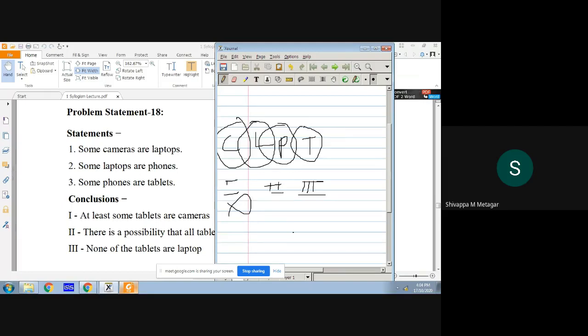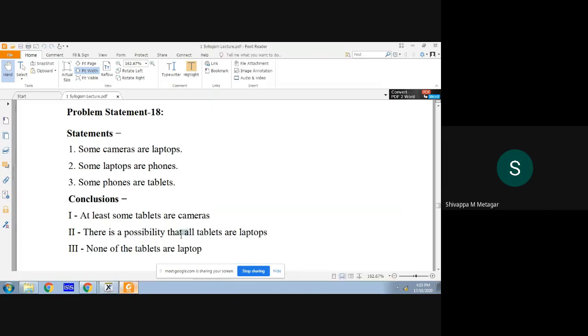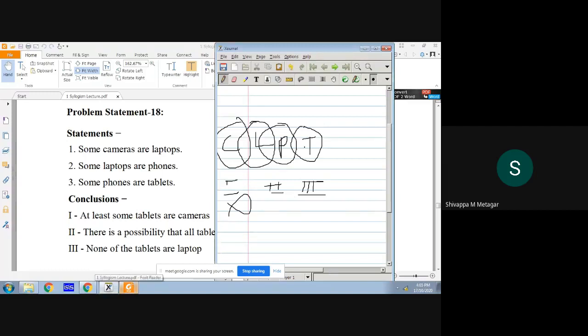Okay, and then the second one they have given: there is a possibility that all the tablets are laptops. All the tablets. Tablet is here, laptop is here. We may connect the laptop part in this one. The second one is also not possible.